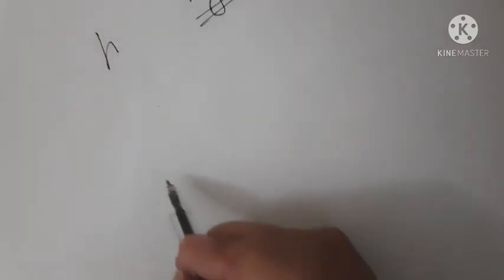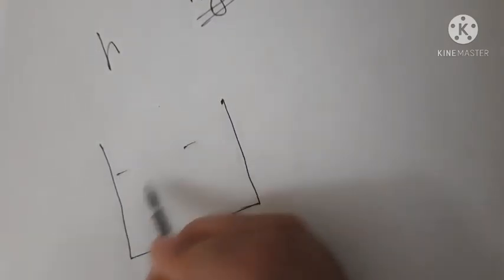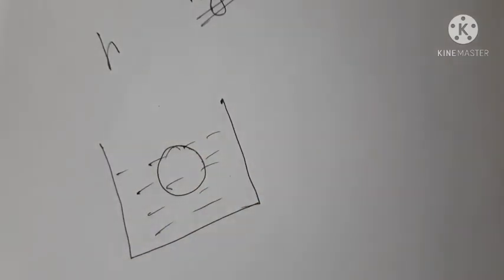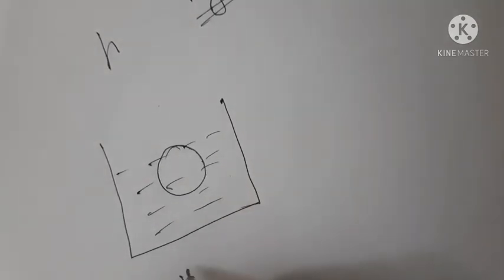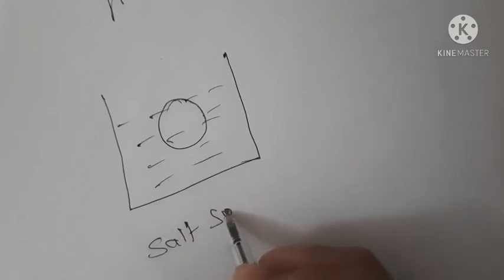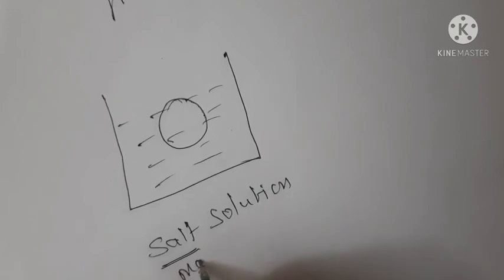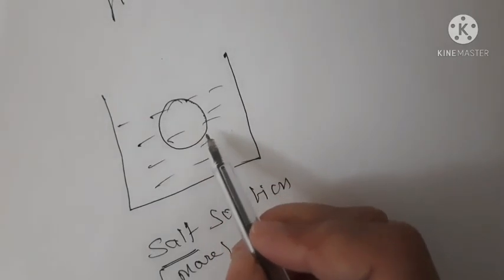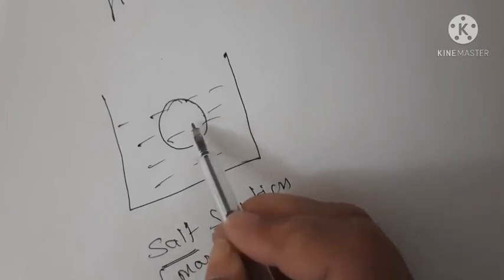Now suppose, let us take another example. Again this is a salt solution, and again here we will place an animal or a plant cell. Now in this salt solution, salt is more compared to water. So what will happen? If salt is more, water is less, so it's a concentrated solution. So here the amount of water is less compared to that of the cell.